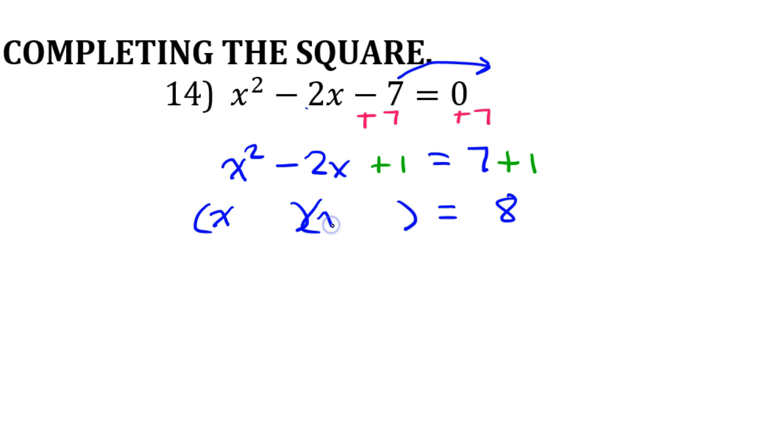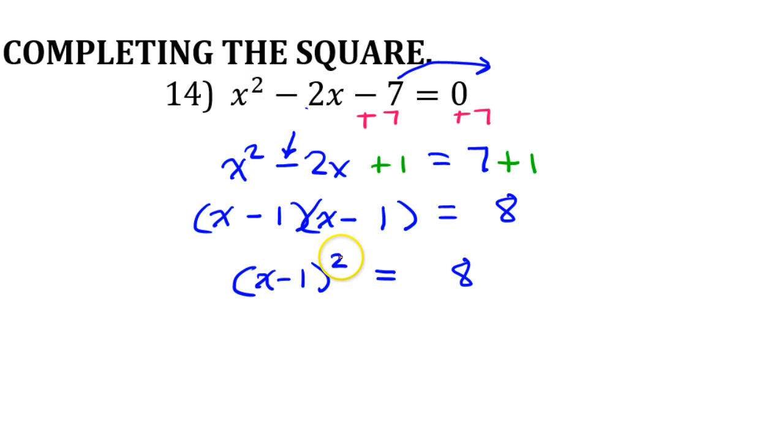So x squared is x times x. 1 is 1 times 1. Now looking at this sign right here, I know that they will both be negative. Now, they are the same binomial twice. I can write that in a more compact form by putting x minus 1 squared equals 8.